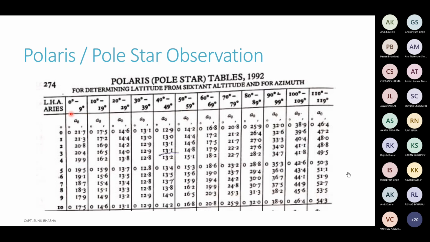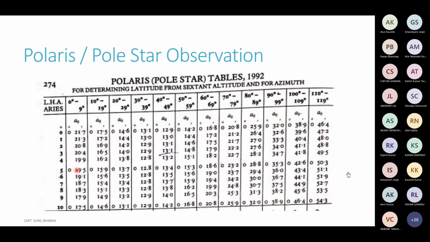So we enter into the first column, which is from 0 degrees to 9 degrees. So 1, 2, 3, 4, 5. When you go to 005 degrees, you see the value is 19.5 minutes. When you go to 006 degrees, the value is 19.1 minutes. So for 5 degrees 30 minutes, it will be exactly midway between these two. So in this case, 19.5, 19.1. For 5 degrees 30 minutes, the correction A0 would be 19.3 minutes.